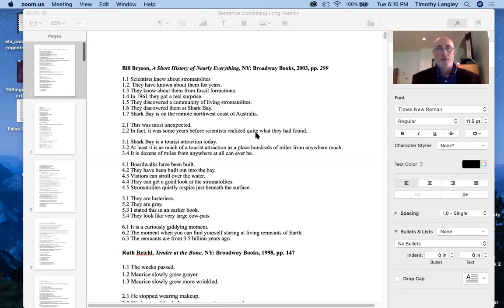But thinking about the fact that there are, look at number 4 here, look at the fours. Boardwalks have been built. They have been built out into the bay. So if I was combining those thoughts, I would say boardwalks have been built out into the bay. I've just combined those two thoughts into one, okay? And I might put a comma, and visitors can stroll over the water and get a good look at the stromatolites, etc. Okay, so I'm using that comma conjunction kind of thing.